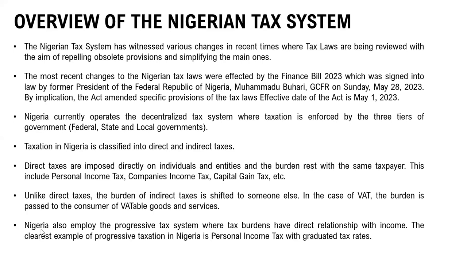So for instance, an item is 1,000 Naira, and we know that the current VAT rate is 7.5%, right? So I charge you 75 Naira. Yeah, that's 75 Naira. So instead of paying 1,000 for the price of that particular item, you'll be paying 1,075 Naira. So the company has shifted that VAT. The company will not bear that tax themselves. They've shifted the burden of that tax to someone else, which is the final consumer. So the burden is passed to the consumer, as we said, of VATable goods and services.